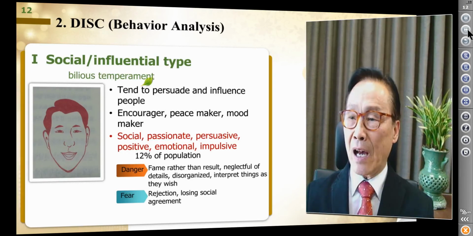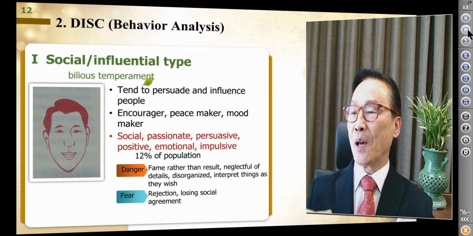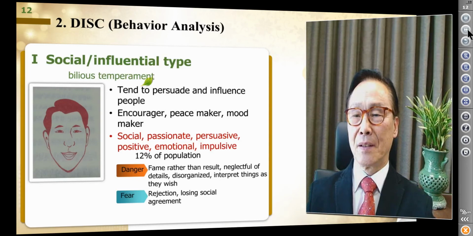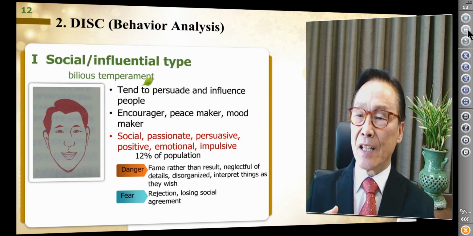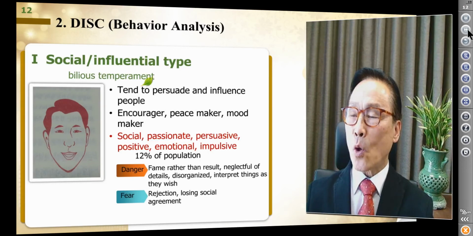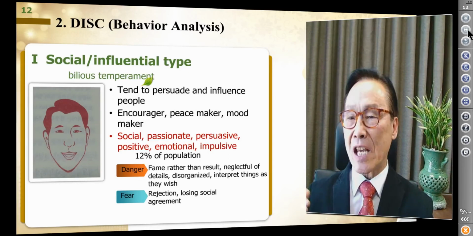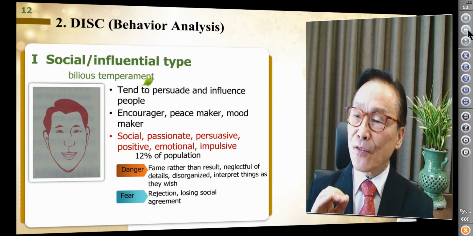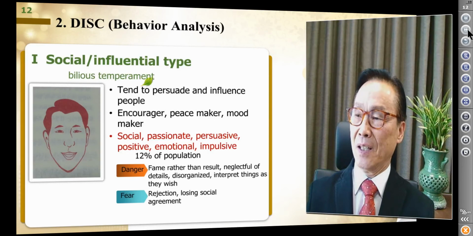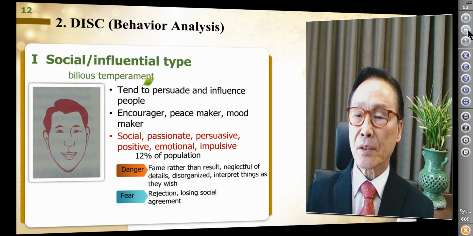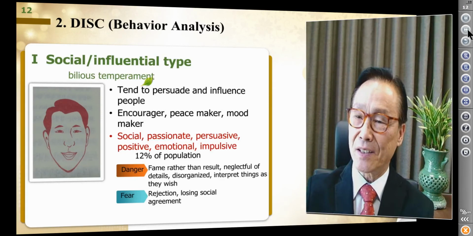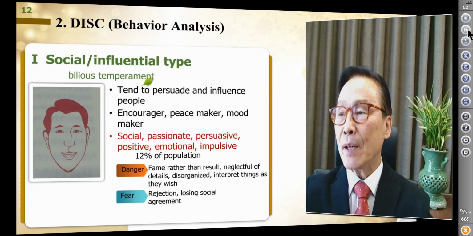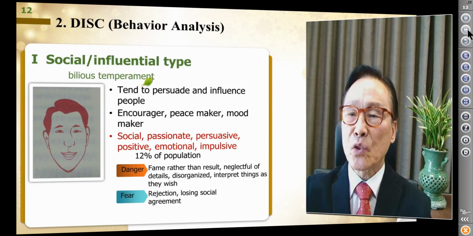Their weaknesses are a tendency to focus on popularity rather than result, missing detail and specifics, disorganization and dislike of organizational frameworks. I types like to be in front of the crowd, therefore they are popular instructors and suitable speakers, very suitable speakers. On the other hand, they fear being rejected or excluded socially.